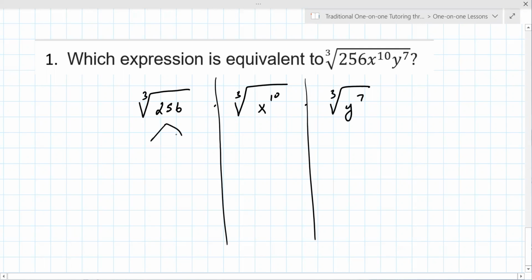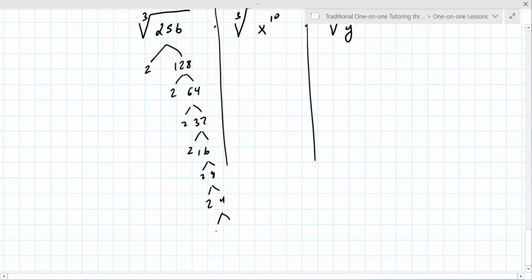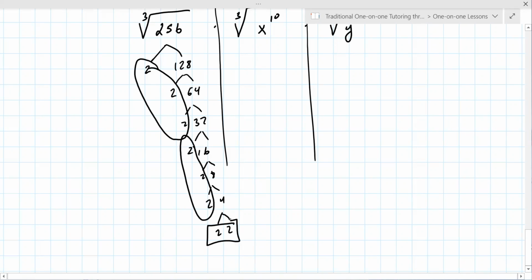So the one on the left, you build this thing that we've been doing before. 2 and 32, 2 and 16, 2 and 8, 2 and 4, and then 2 and 2. But now, what's different now, I know you're probably still catching up, is because it's a cube root, you're looking for triplets instead of pairs. So you circle triplets. And so there's got to be 3. And if there's not 3, well, they don't come out. So for each triplet, 1 comes out. And it all depends on this number up here in the top left.